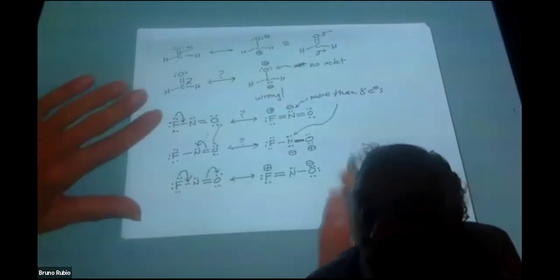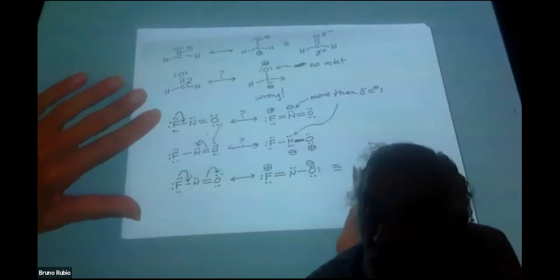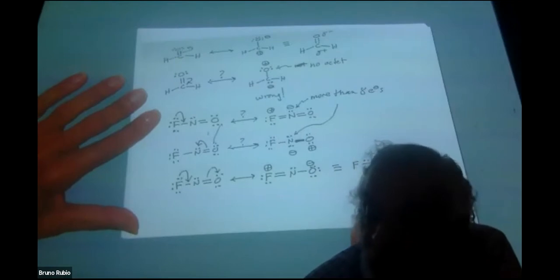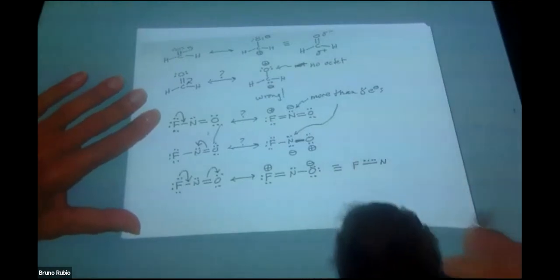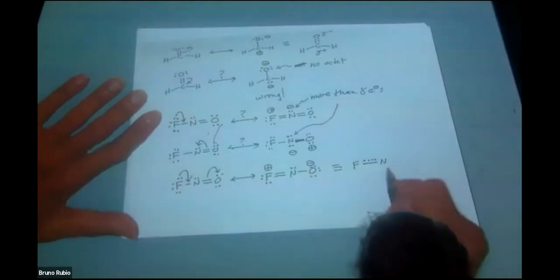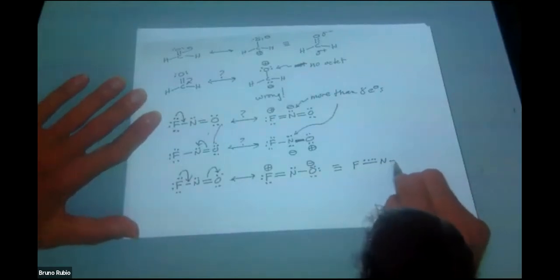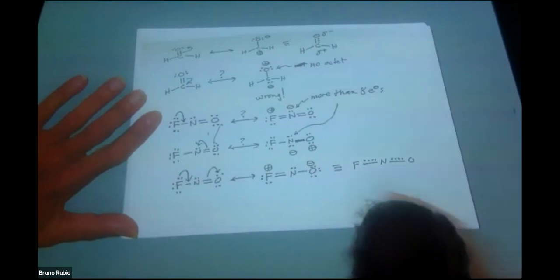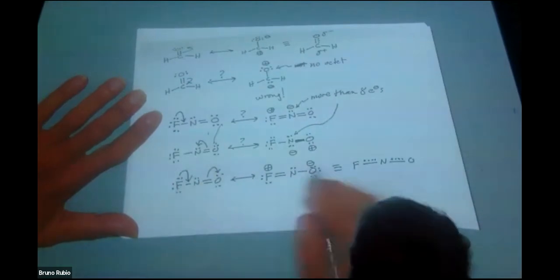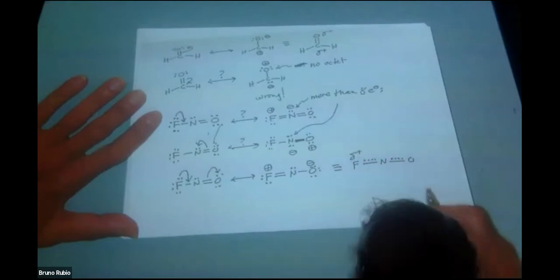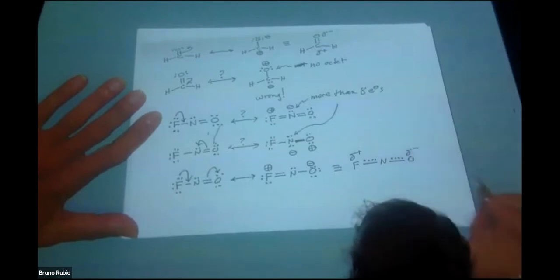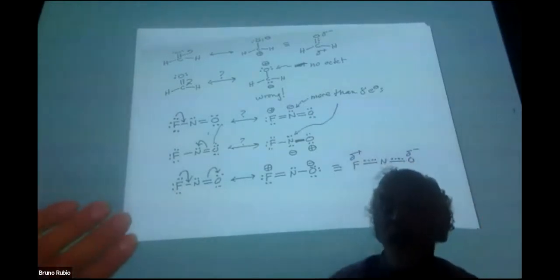That's fine. The actual structure of this molecule is that's not a single bond between fluorine and nitrogen. It's somewhere in between being a double bond and a single bond. That's not a double bond between oxygen and nitrogen either. It's somewhere in between being a double bond and a single bond. This fluorine isn't really neutral. It has partial positive charge. This oxygen isn't really neutral. It has partial negative charge. So this is the resonance hybrid.